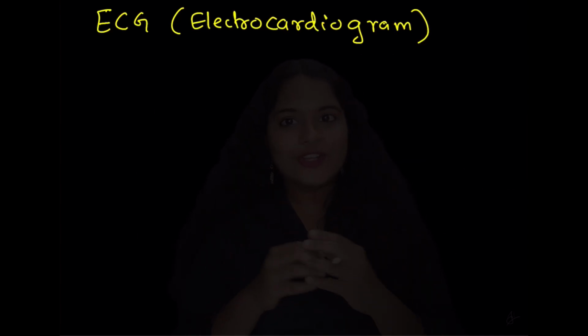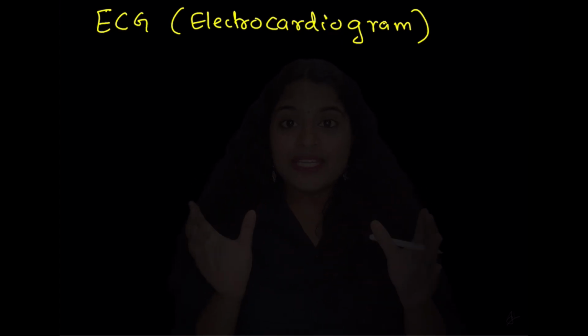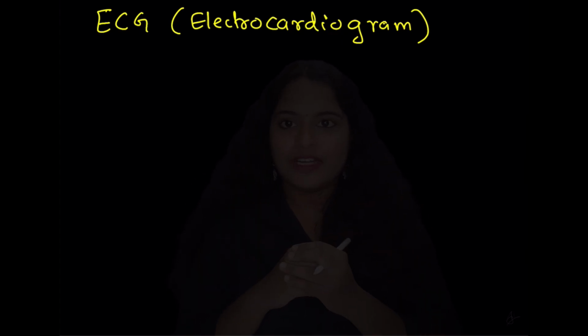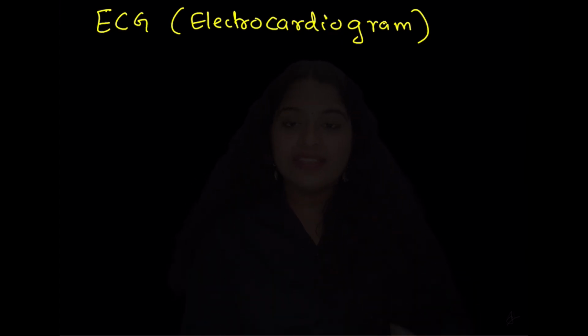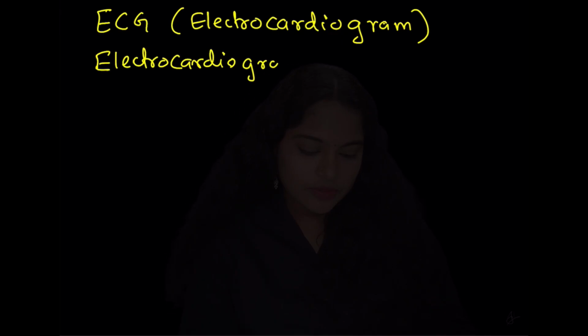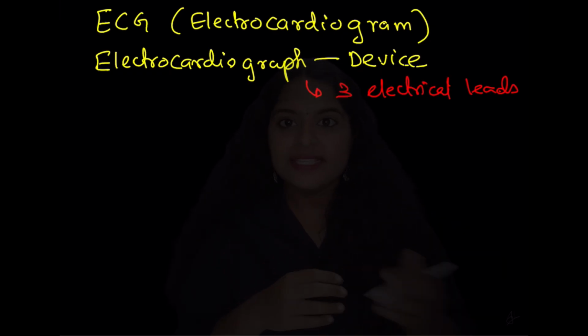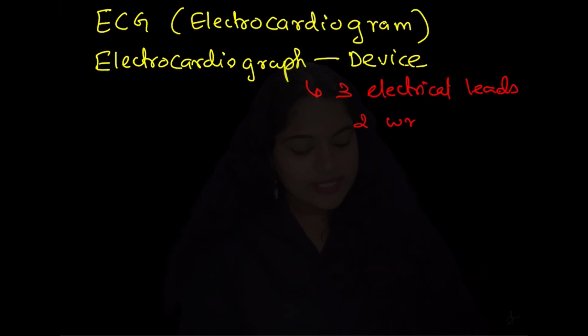Next we are going to see what an ECG, electrocardiogram, is. It is a graphical representation of the electrical activity of our heart. This is measured by an instrument called an electrocardiograph, the instrument used to measure the ECG or electrocardiogram. These leads are connected, two to the wrists of the hands and one to the left leg ankle.